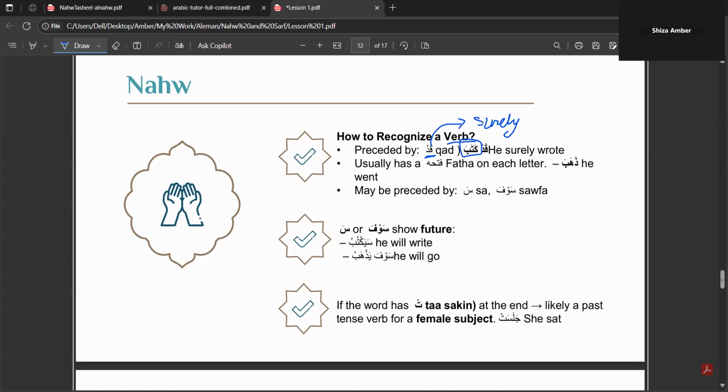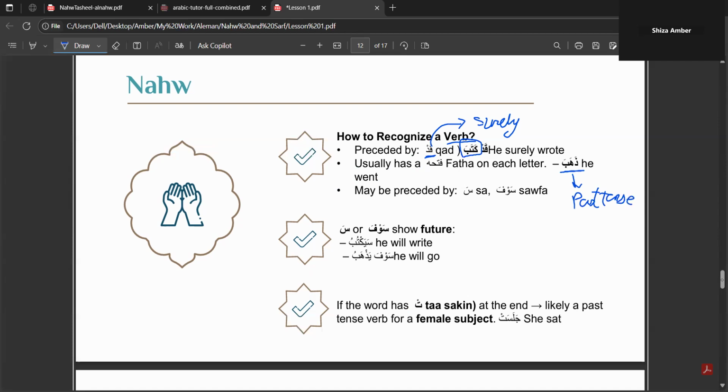Okay. All right. And then I told you that it usually has a fatha on each letter, zahaba, for example. Now, if we move on from kataba, then if we have the other word zahaba, zahaba means he went. So it has all the fathas. It also means that this is a verb, okay? And this verb is in past tense, because past tense will have all the fathas on the entire word.